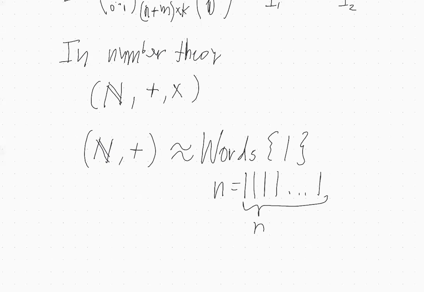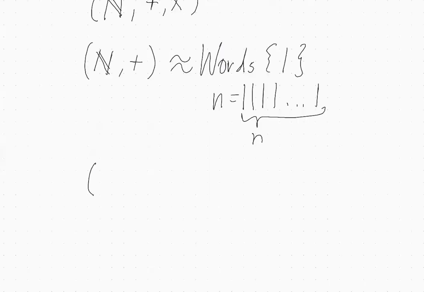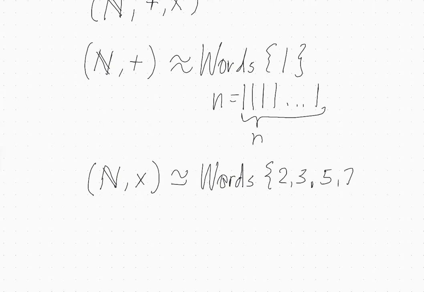Similarly, if I only care about multiplication, this is still a monoid of words. In this case, we have infinitely many letters, and these will be all the prime numbers: 2, 3, 5, 7, and so on. So the words I can form using the prime numbers, but actually, this time, I will not care about commutativity.